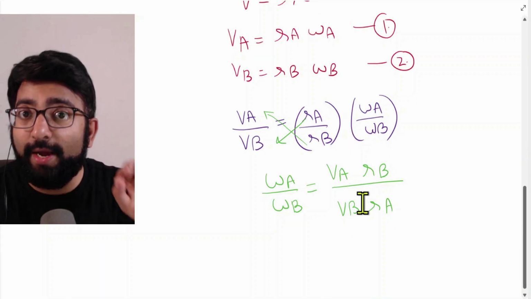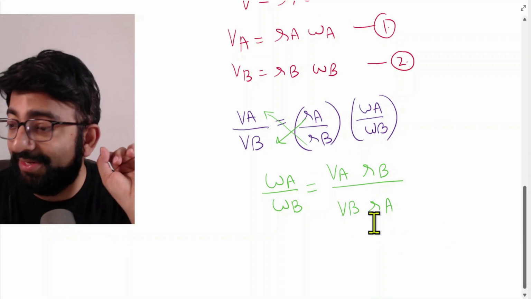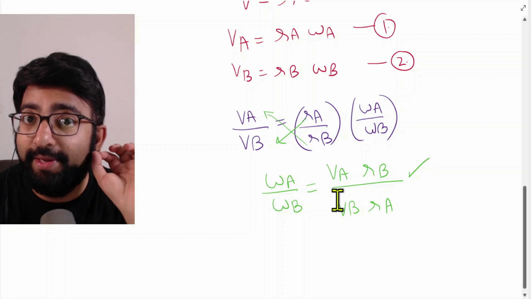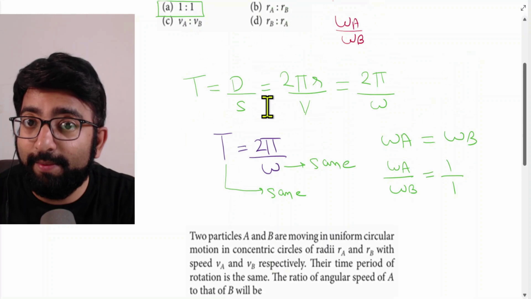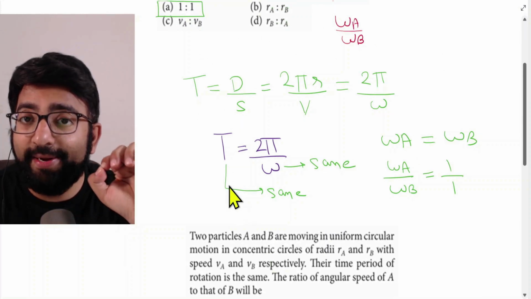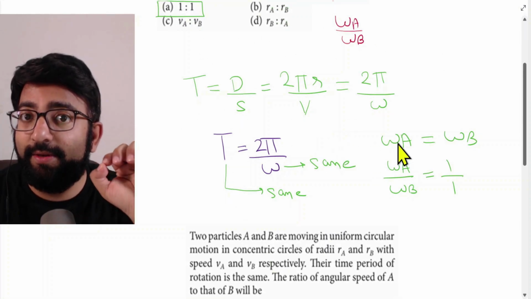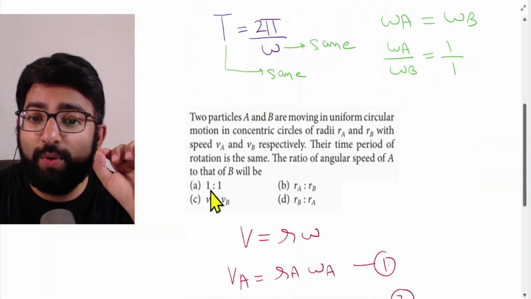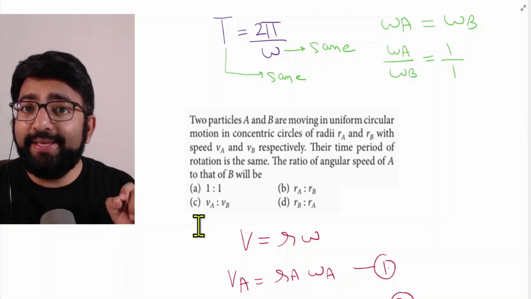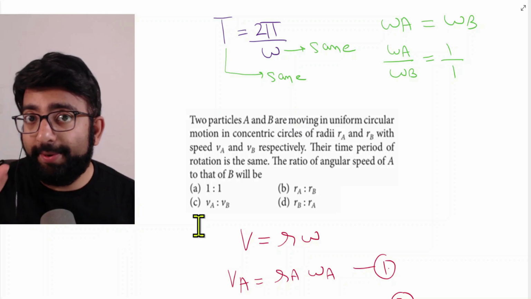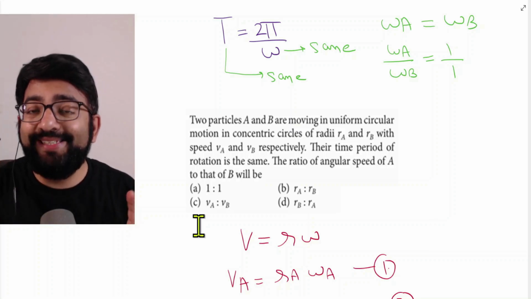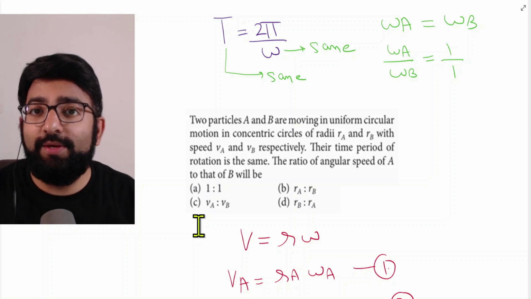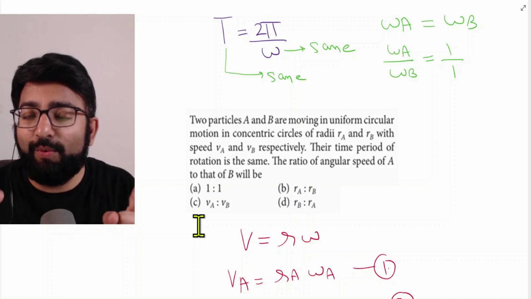Hence, you should deduce that whatever you have found out is indeed true, but we need something which is matching the options. And that is why we use the time formula. Time period is 2 pi divided by omega, so that we get the ratio as 1:1, which was option A. So, in an exam scenario, if you are using a particular approach to solve a question and you are unable to get what is there in the options, please switch to another approach so that we get the required answer.